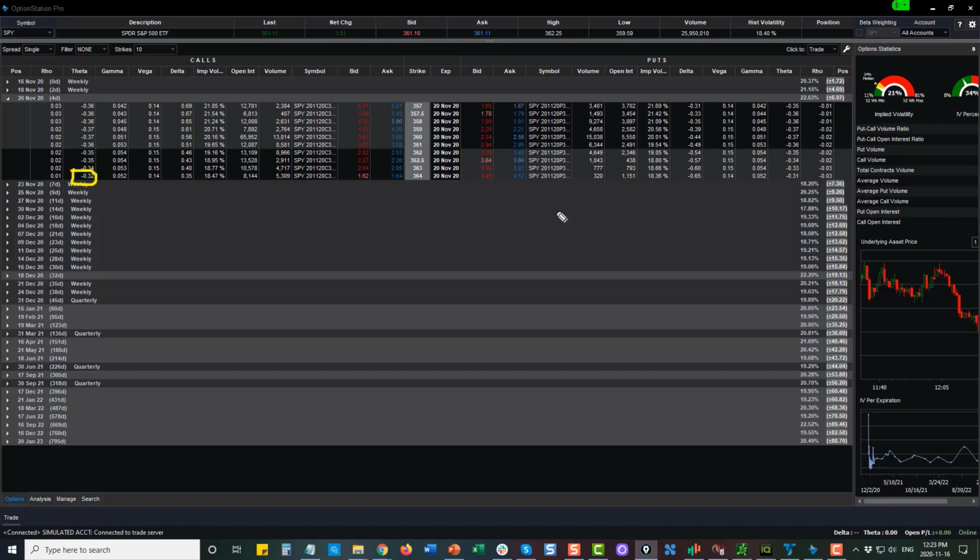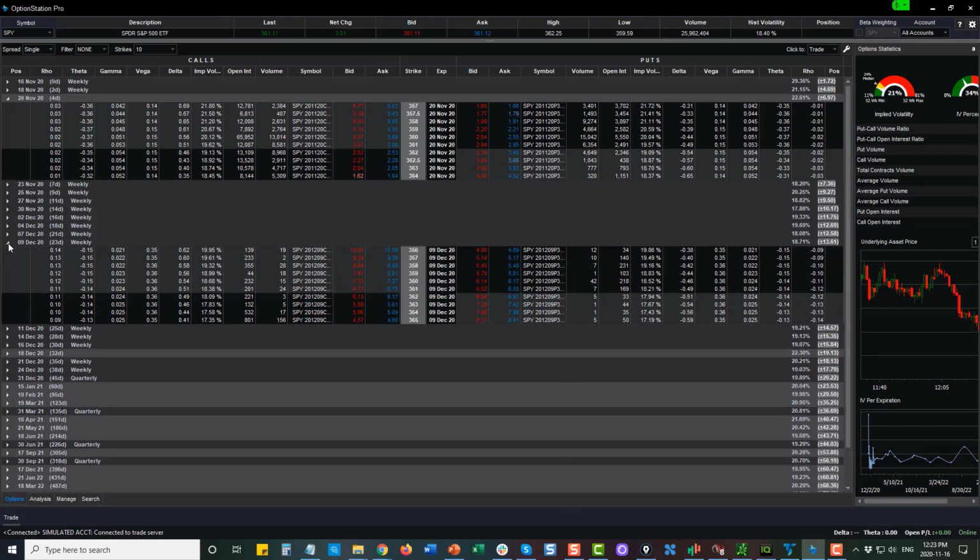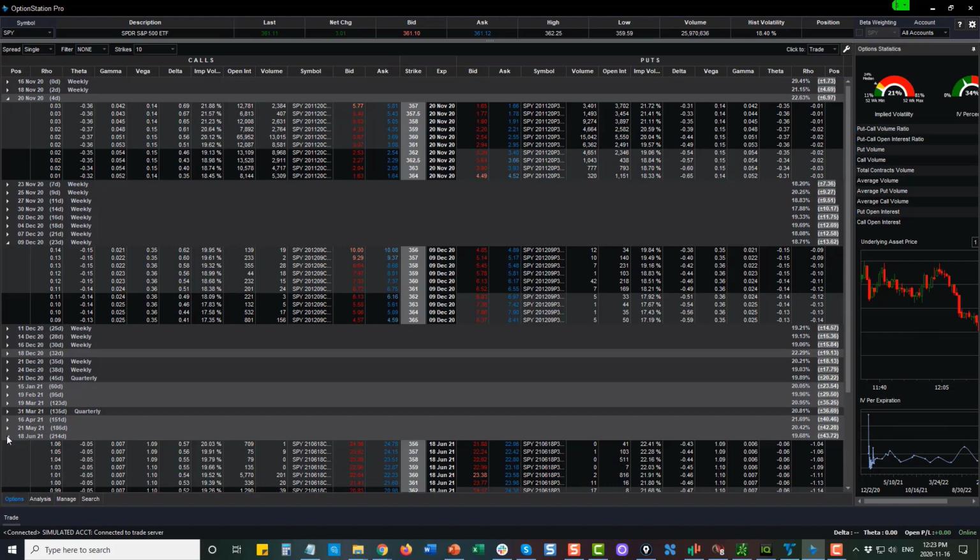Negative 0.32. Over here the theta is negative 0.31. That's the lowest theta. Okay. Let's go down here and take a look at some other options chains. Just go to December. The theta is still negative down there. Let's go to June next year. Yeah, it's still really negative.